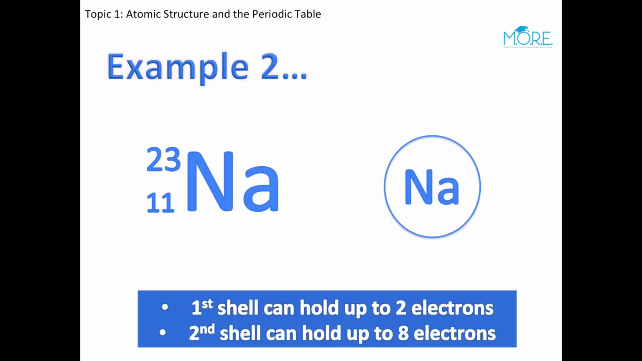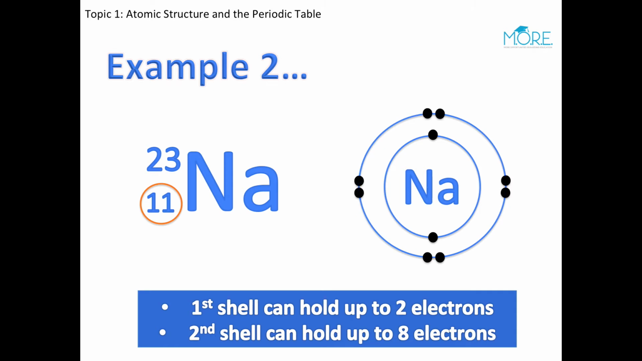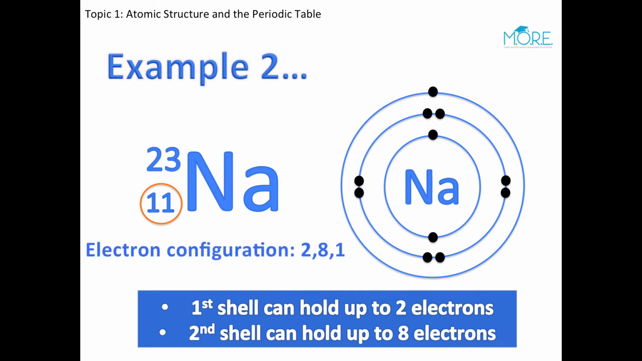So second example, if you're confident, you can pause it and have a go. If not, then I'll explain it again. Sodium has got 11 electrons. You start off by filling the first shell with the 2 electrons, the second shell with 8 electrons. So now we've got 10 electrons in total. So we need to draw another shell and add one more electron. The electron configuration would be 2, 8, 1.